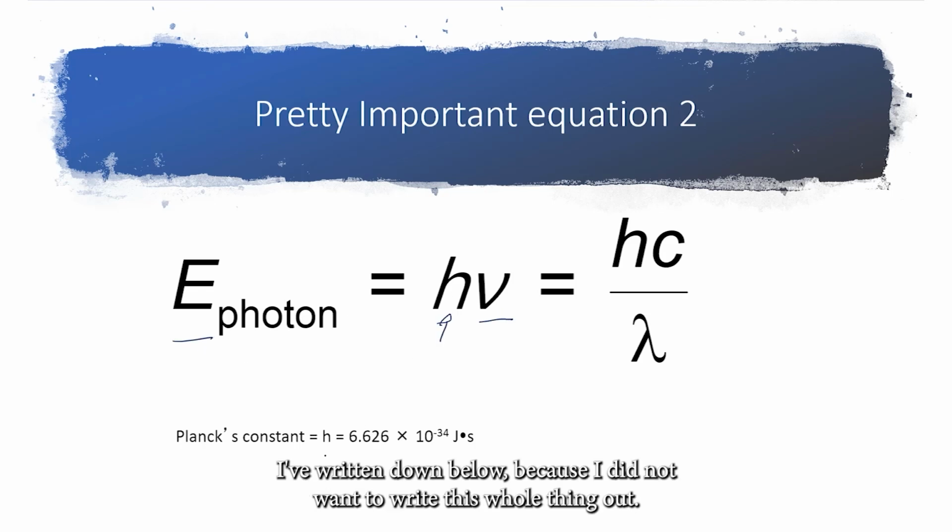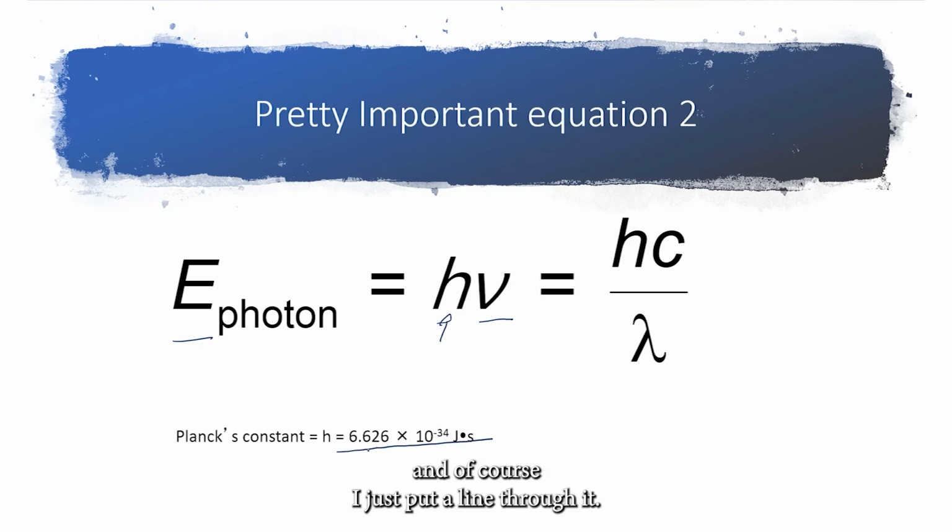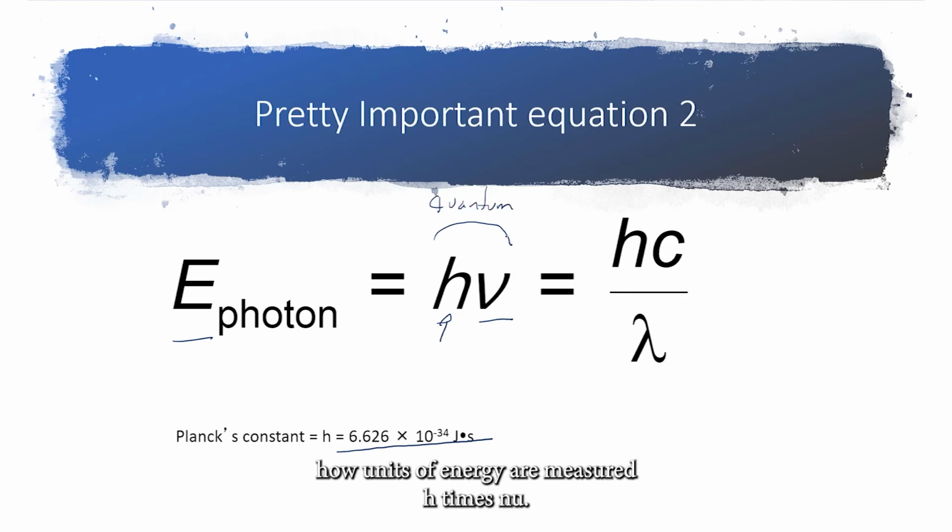I've written it down below because I did not want to write this whole thing out, and of course I just put a line through it. But Planck's constant, or h, is 6.626 times 10 to the -34th joules times seconds. Now the other thing you need to be aware of, and you may see this in a slightly different form, but this h times nu, we refer to that often as a quantum. In fact, that is how units of energy are measured.